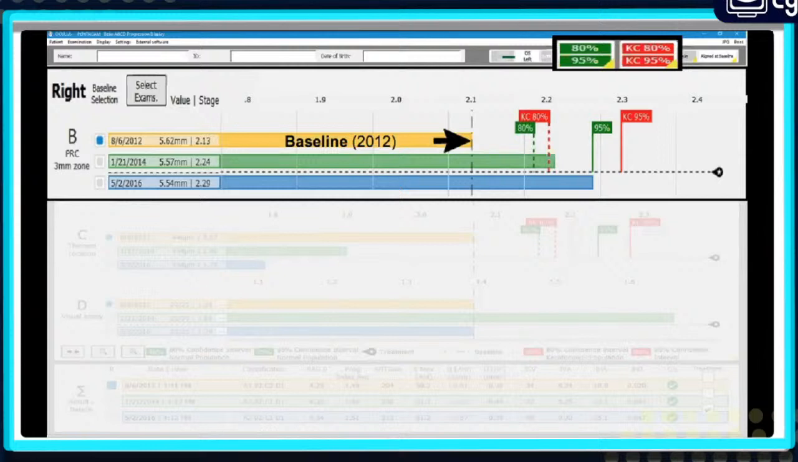So again, we have the baseline examination in 2012. And when we compare it to the second visit in 2014, you can see that the values already hit the 80% confidence interval of the keratoconic population. Again, to simplify things, this just means that the probability of having significant progression on the posterior surface is 80%. So if the values were also to hit the 95% confidence interval, then the probability for having significant progression is 95%.